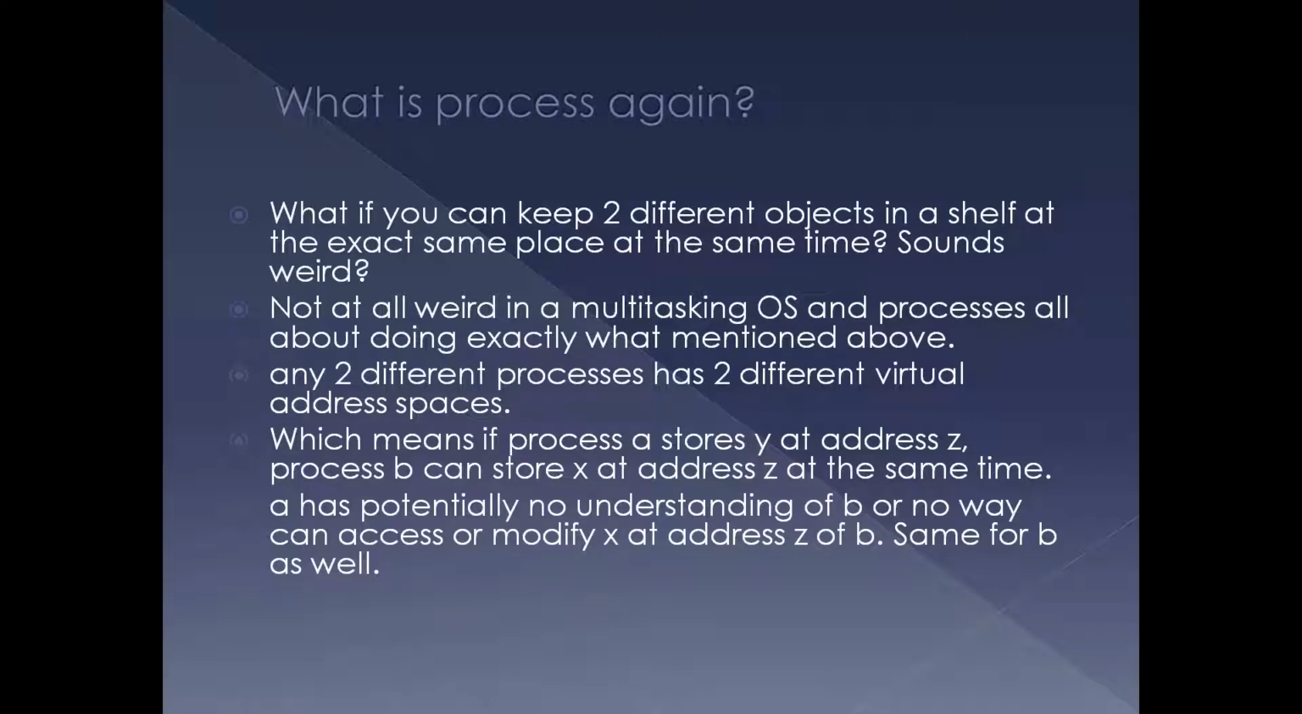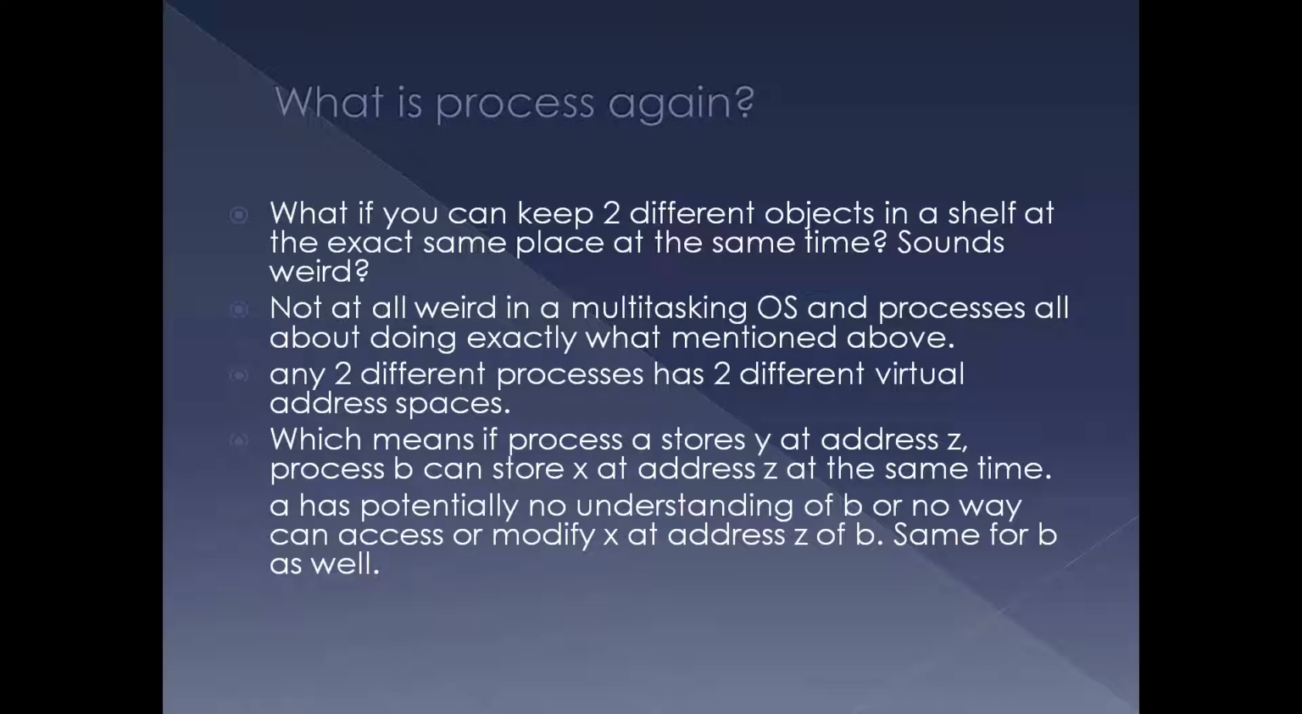So we have seen that processes are used for isolation. Different programs need isolated memory regions inside the operating system. Think about a scenario in which you can keep two different objects in a shelf at the exact same place at the exact same time. As we're going to see in this presentation, that is exactly what a process does. And that is exactly what we need to create different universes for different processes. And that is exactly what we mean by two different process virtual address space.